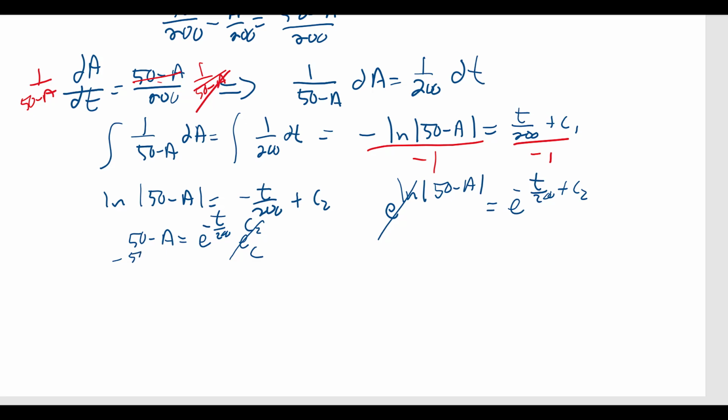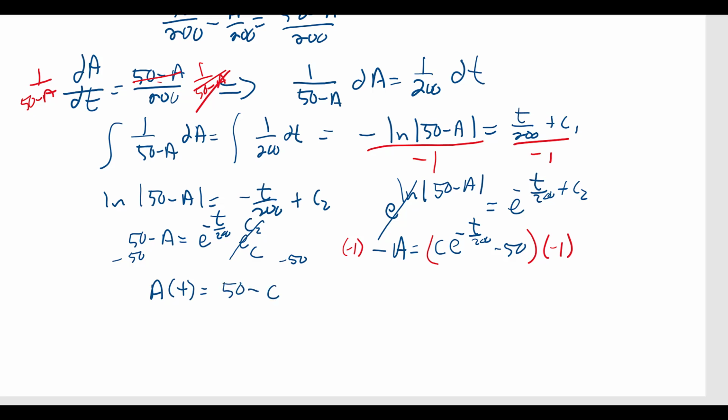And I will subtract 50 from both sides. So negative a equals c e to the negative t over 200 minus 50, or again, divide by negative 1. I'll multiply by negative 1 this time. We'll mix it up a little bit. And we have a of t is going to be 50 minus c e to the negative t divided by 200.